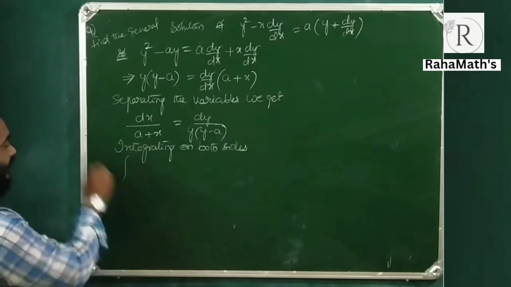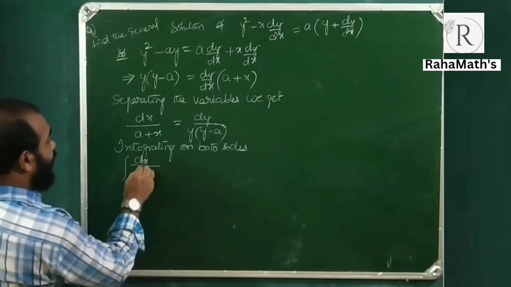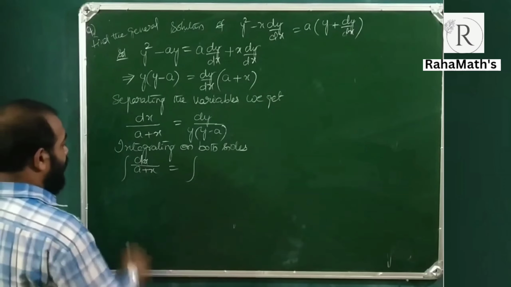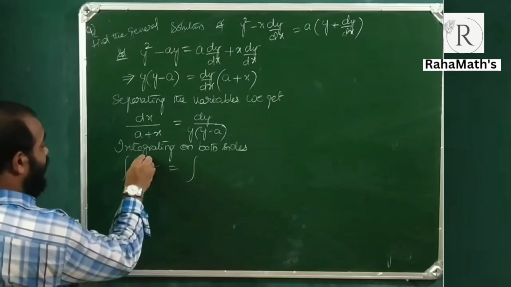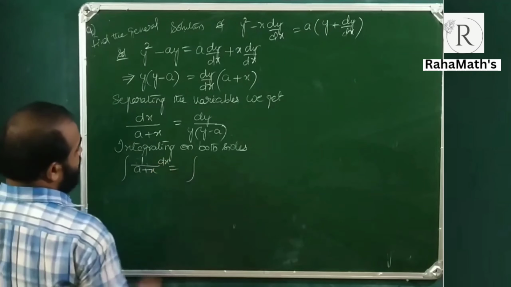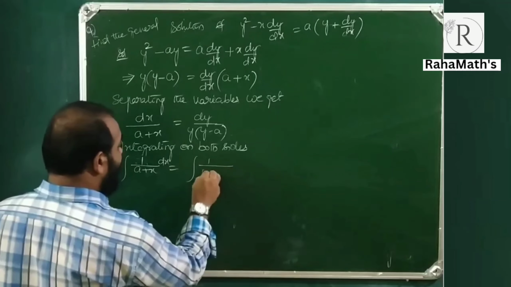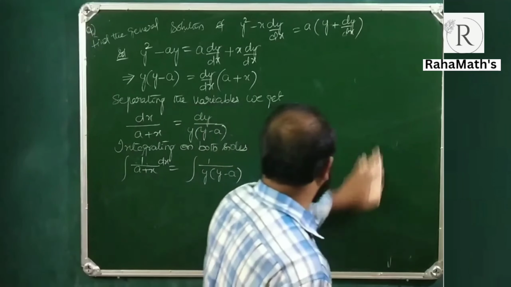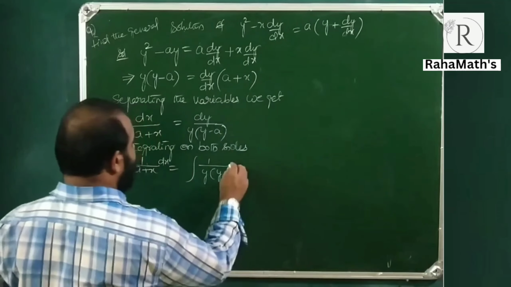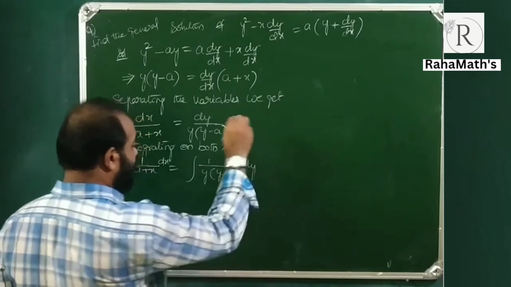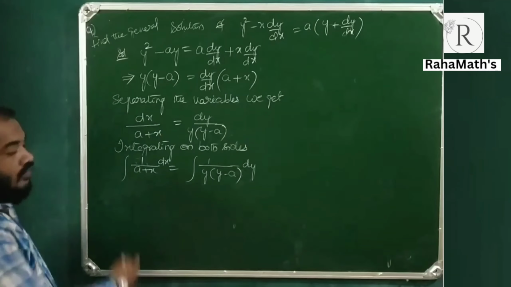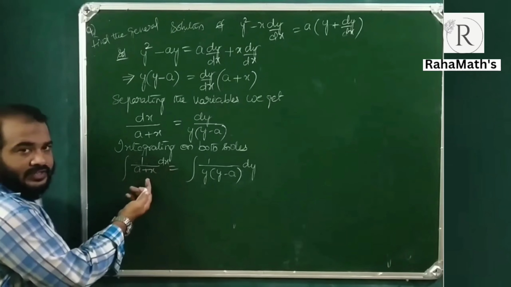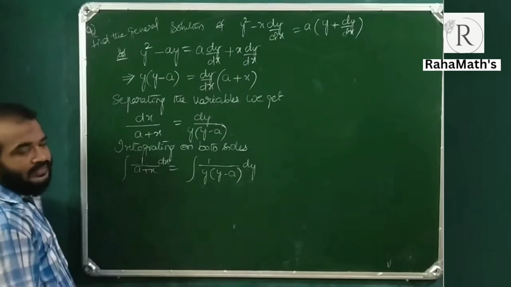So this integral dx by a plus x is equal to the integral of 1 by y into y minus a dy. So how do you solve this? This is an integral 1 by x dx type. Therefore, this is simply log mod a plus x.